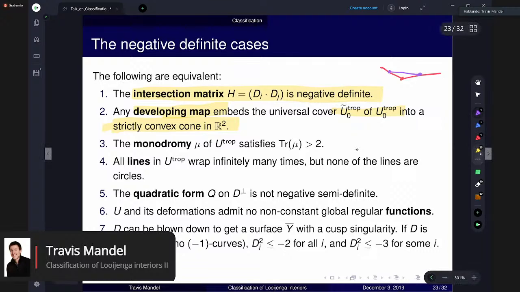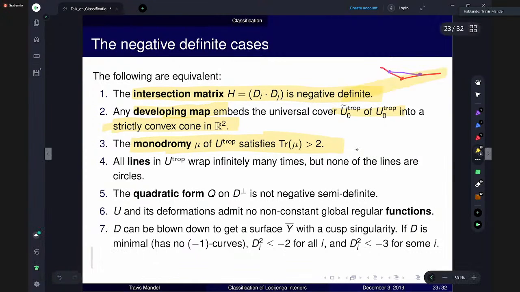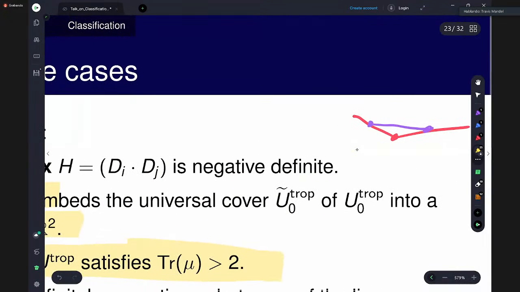In these cases, the monodromy will have trace greater than 2. And as we've mentioned before, one of the eigenvalues will be bigger than 1, and the other will be 1 over that eigenvalue, because monodromy is in SO2Z. So that'll add up to something greater than 2. And the 2 eigenspaces will be these 2 spaces generated by the 2 rays.